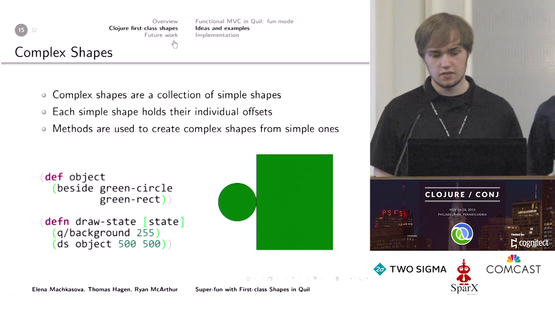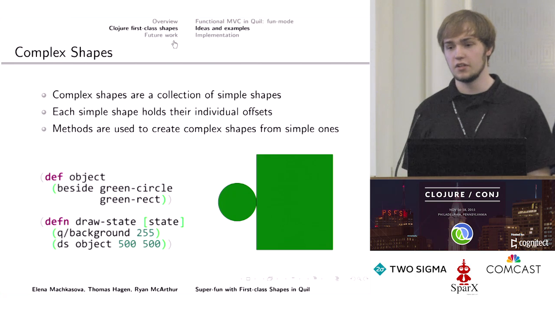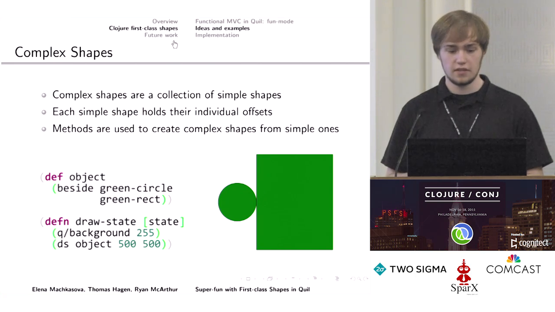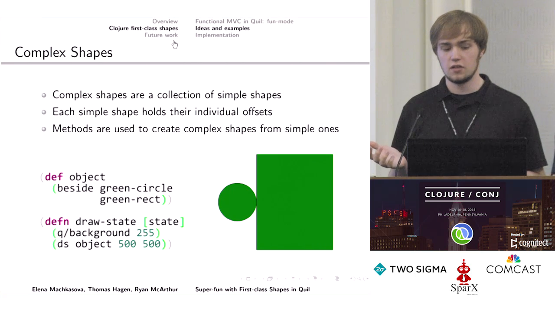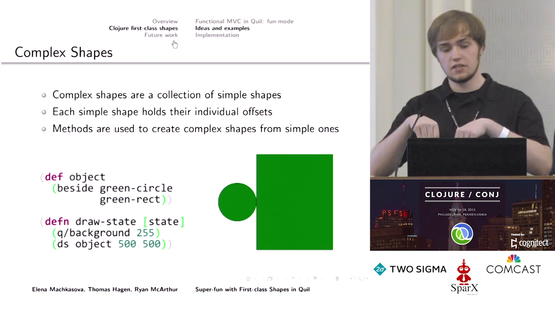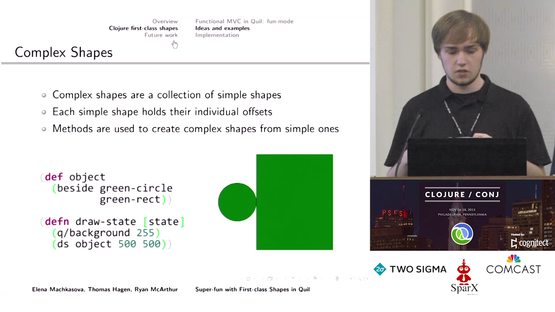So sort of taking this idea of simple shapes one step further, we have something called complex shapes, which are essentially just collections of simple shapes in the abstract form. So when you create a complex shape, it's your simple shapes offset from a center position, and each simple shape holds its individual offset from that position.